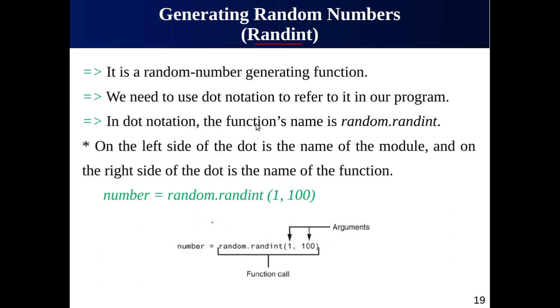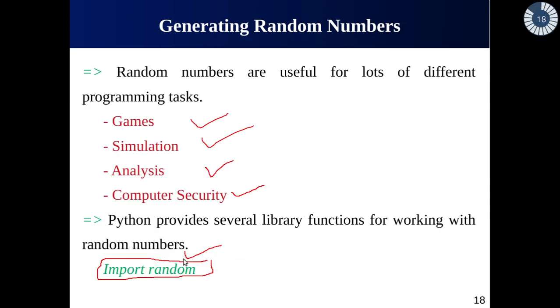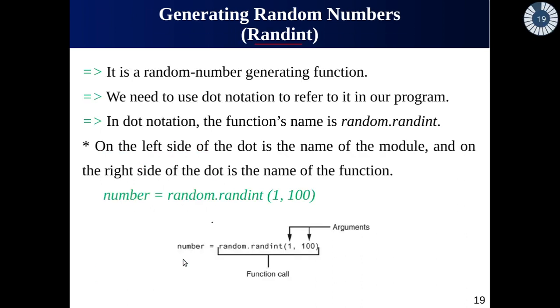Actually, this statement causes the interpreter to load the contents of the random module into memory, and this will make all of the functions in this module available to your program. The first important function in this module is the randint function. This randint function is inside the random module.